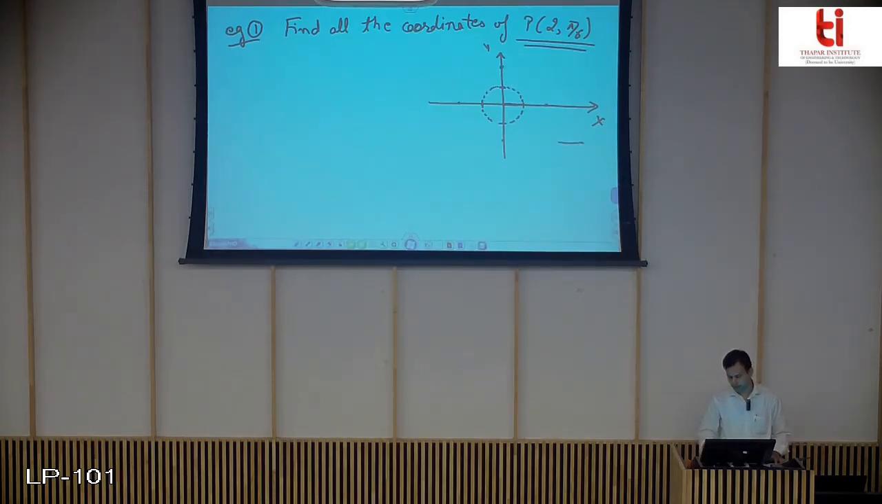1 unit I am taking equals to this one. It can be 1 centimeter, 1 meter. I just take it as, so 2 units is here. So I now draw the circle of 2 units. So this gives me... See, it is not like you have to plot the point (2, pi by 6).